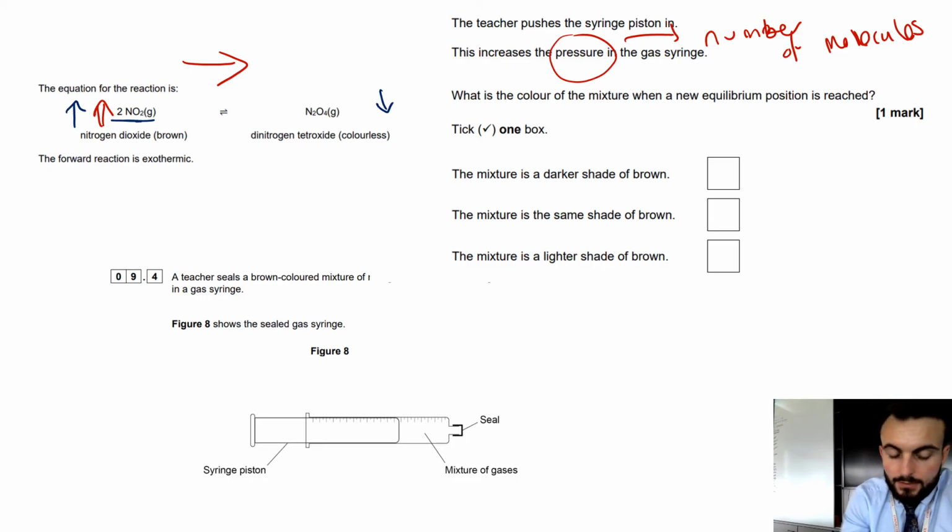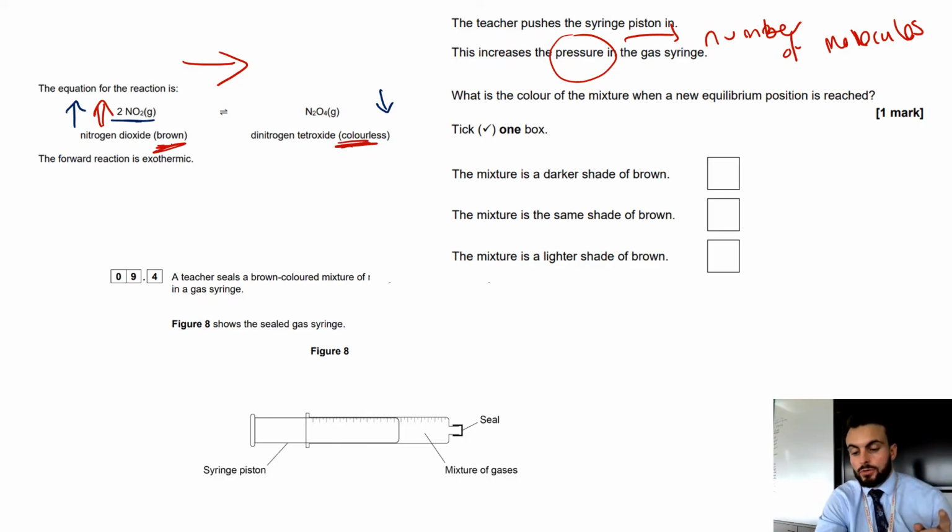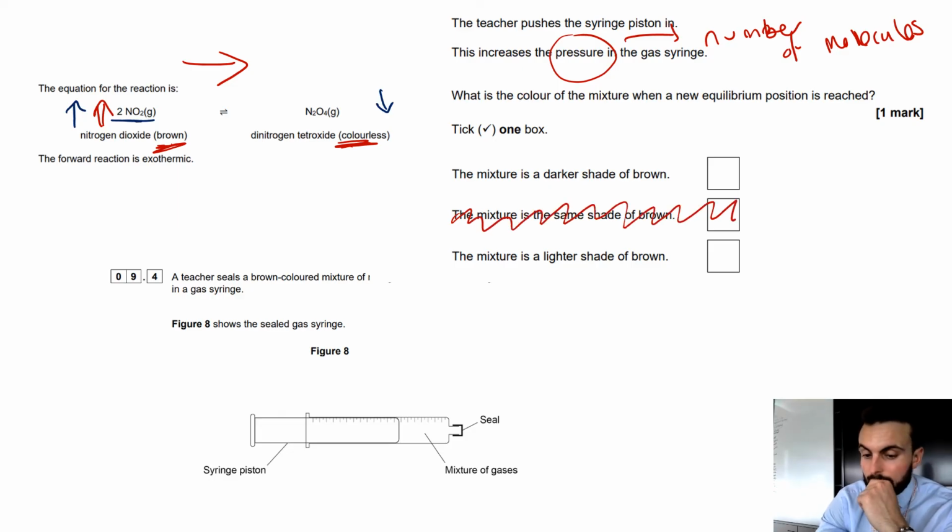Then we need to look at the colours of the substances. The thing on the left is brown, the thing on the right is colourless. So it's going to go more towards colourless than brown. It's going to go away from brown towards colourless. So we look at the 3 boxes we could possibly tick. It's not going to be the same shade of brown because that implies nothing's changing. If it was a darker shade of brown, that's implying the equilibrium is going to the left. That means it's producing more nitrogen dioxide, but it's not. It's going the other way. So there's less brown, more colourless. It's going to be a lighter shade of brown.